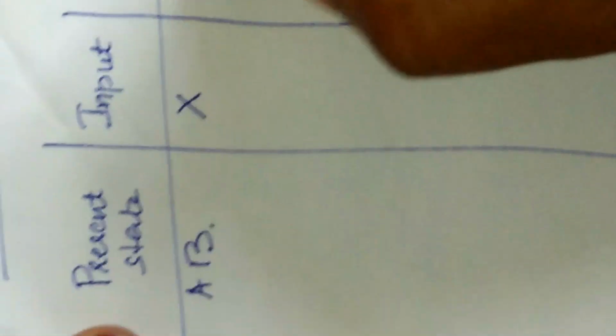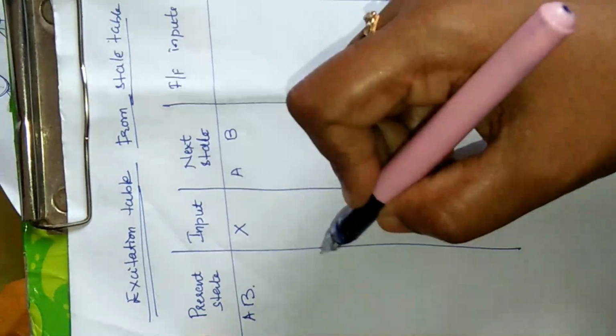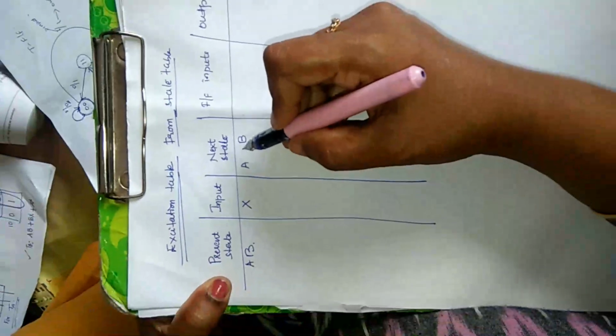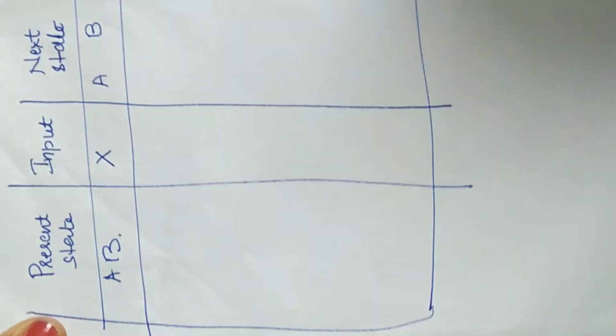Okay. Now the present state, we know that you have AB and your input is X, and the next state again AB. In certain problems, you can see that the next state would have been given as A plus and B plus. That again indicates it is the next state. Okay. So for the flip-flop inputs, let me take TA and TB as discussed, and output as Y. Okay. So this gives the outline of our excitation table.